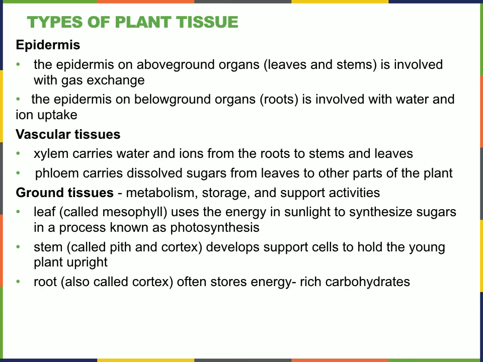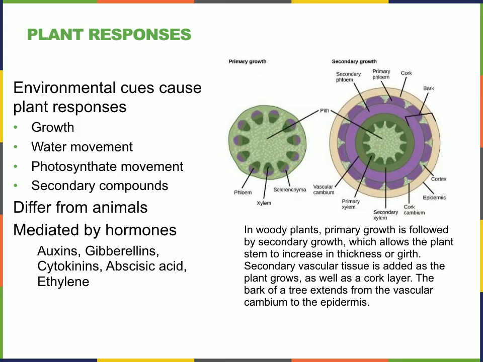Okay, we've talked a little bit about the types of plant tissues, the epidermis that forms the outer layer of the plant, the vascular tissues that conduct water and sugars and organic molecules from the leaves to other parts of the plant, and then the tissues called ground tissues that are involved in metabolism, storage, and support. And so that's the main thing that we talked about last time.